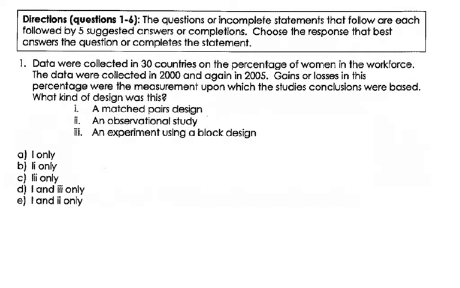1, a matched pairs design. 2, an observational study. 3, an experiment using a block design. Okay, so for this one, I would pick E. Only 1 and 2, because there's no treatment, so there can't be an experiment. So only 1 and 2 work for this one.